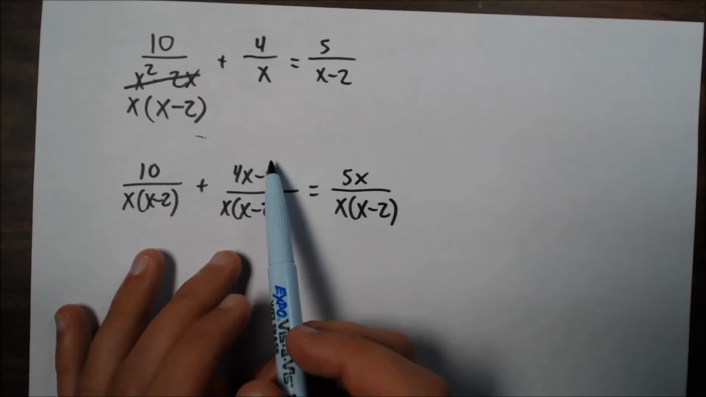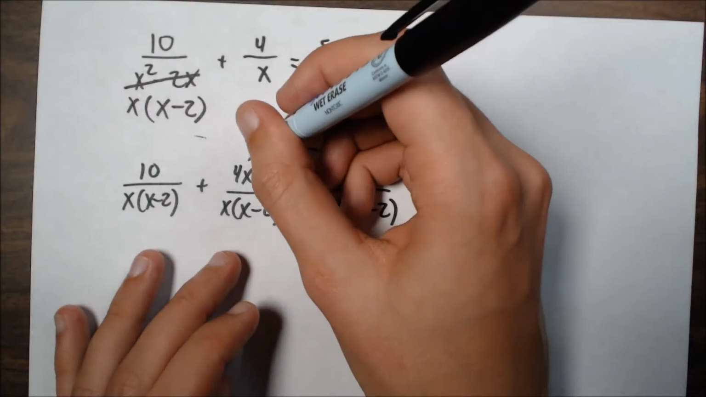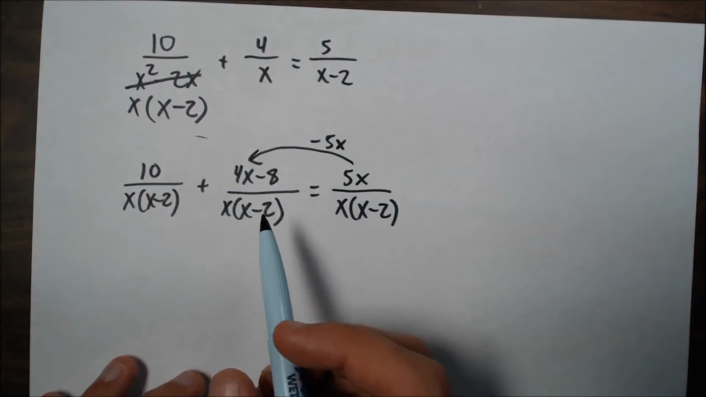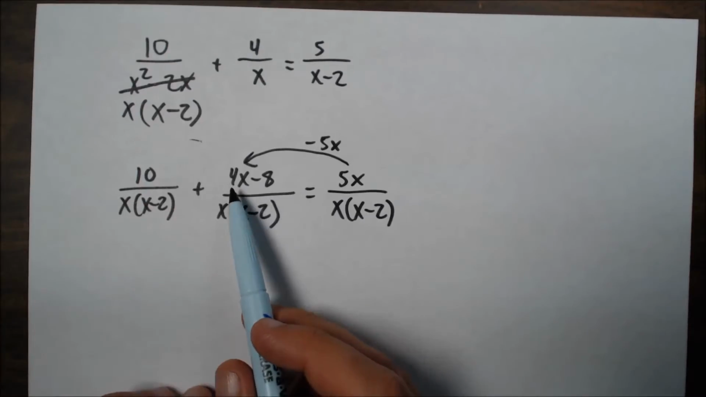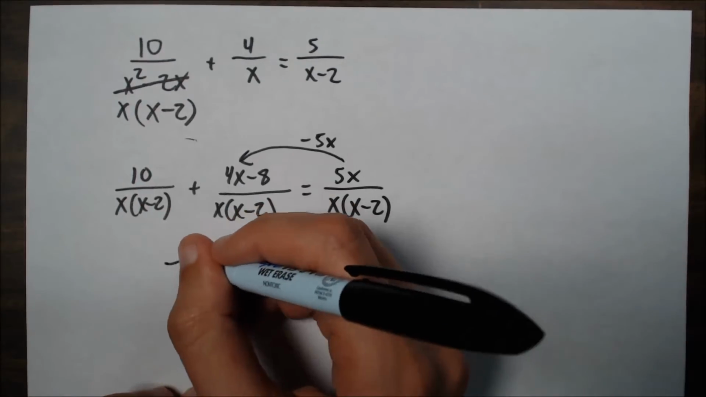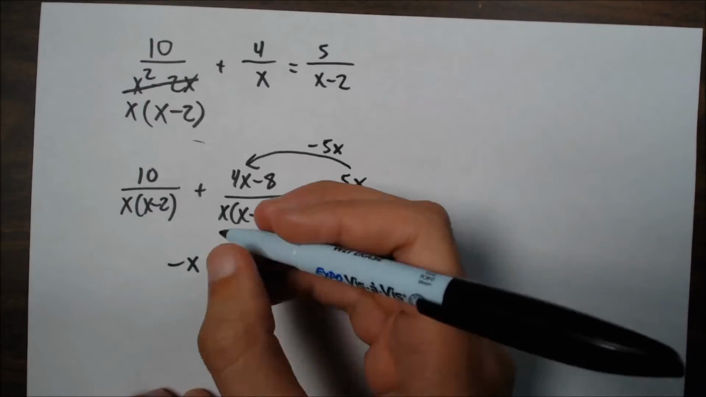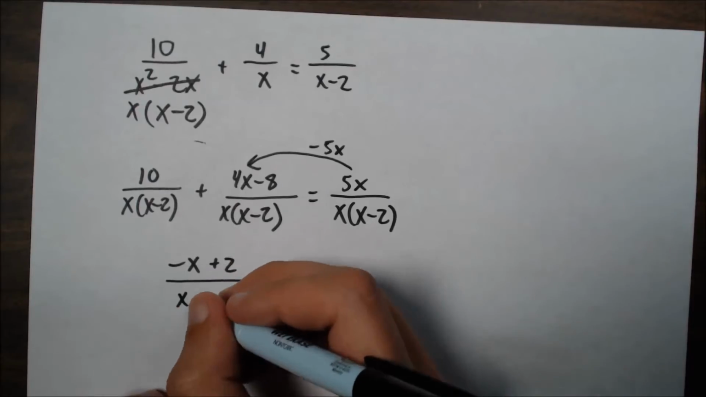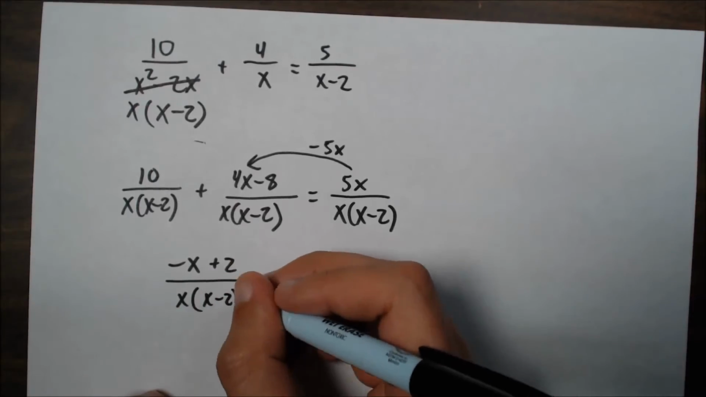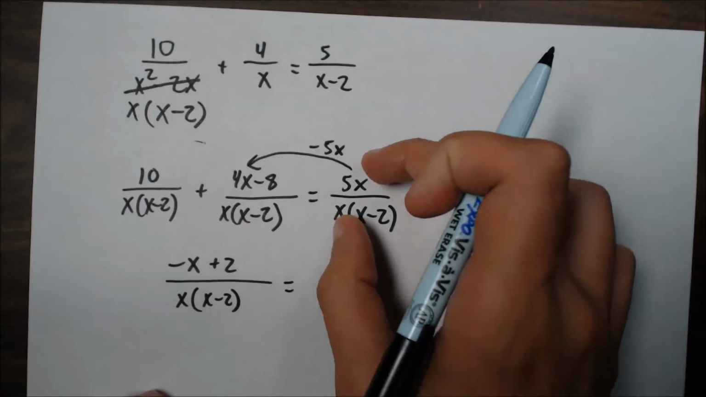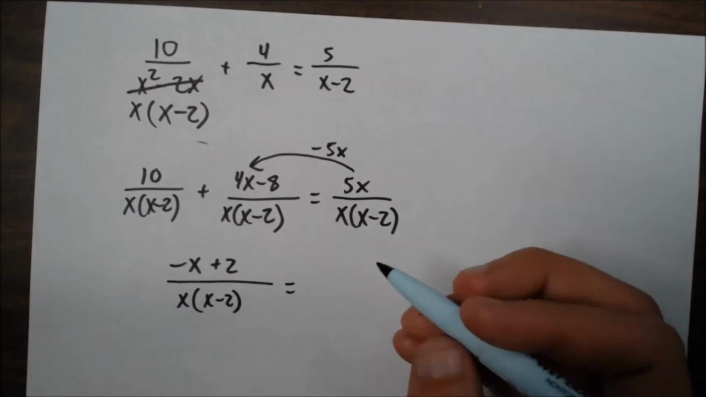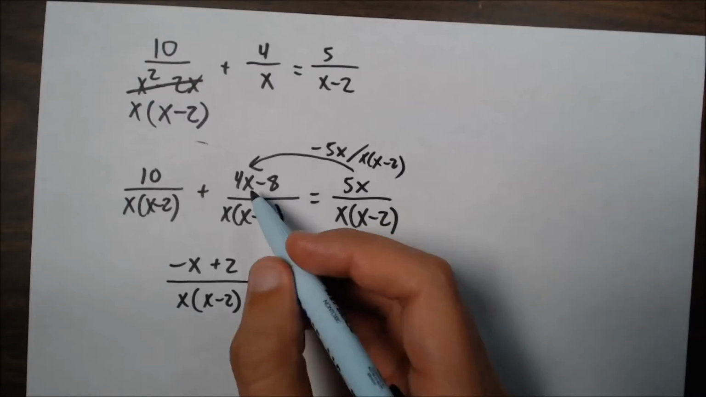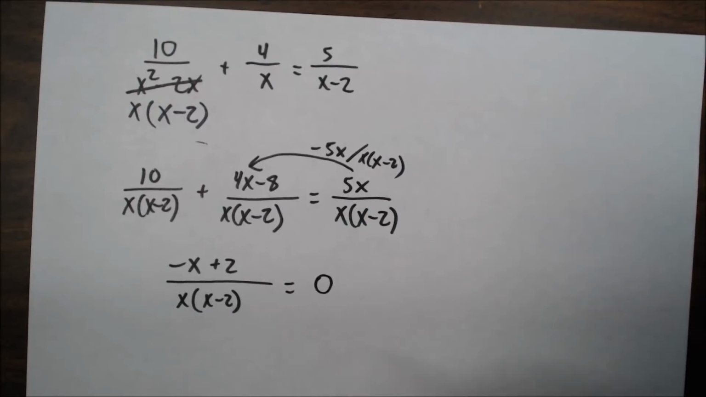I'm just going to move the negative 5x over, which means I'm going to subtract 5x from both sides of the equation. So I'm going to combine these as well. So 4x minus 5x is going to be negative x. And then the 10 and negative 8 are going to combine to make 2, over one common denominator, x times x minus 2. And on the other side, what's left, since I moved this whole fraction over, that was really 5x over x times x minus 2. Of course, I moved the whole fraction over. This whole thing is gone, so there's a 0 here now.